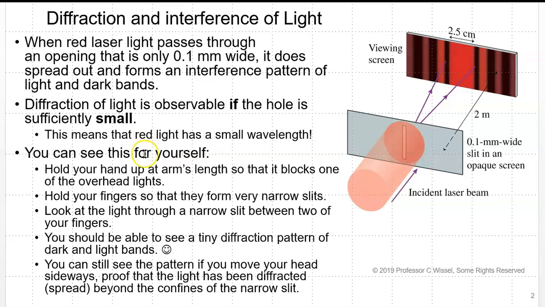When you shine red laser light into an opening that is only 0.1 millimeter wide, it does spread out and forms an interference pattern of light and dark bands. The diffraction of light is observable if the hole is sufficiently small. This means that red light has a small wavelength. I told you in the previous lecture that you can actually see this for yourself, so you can go back and look at this and try it yourself.